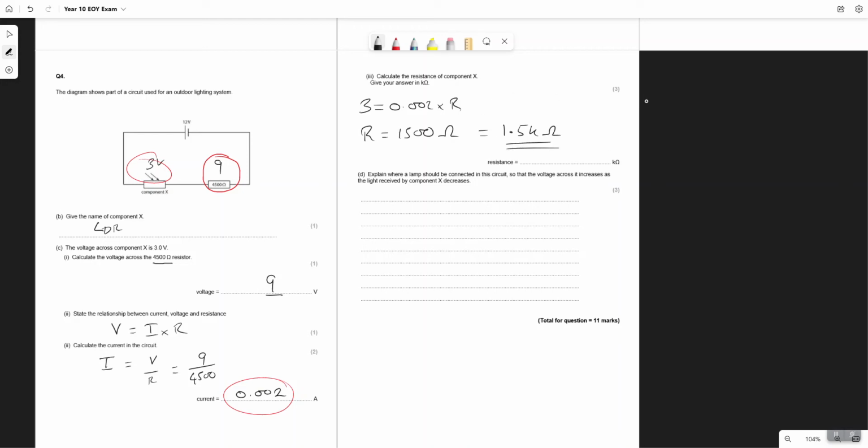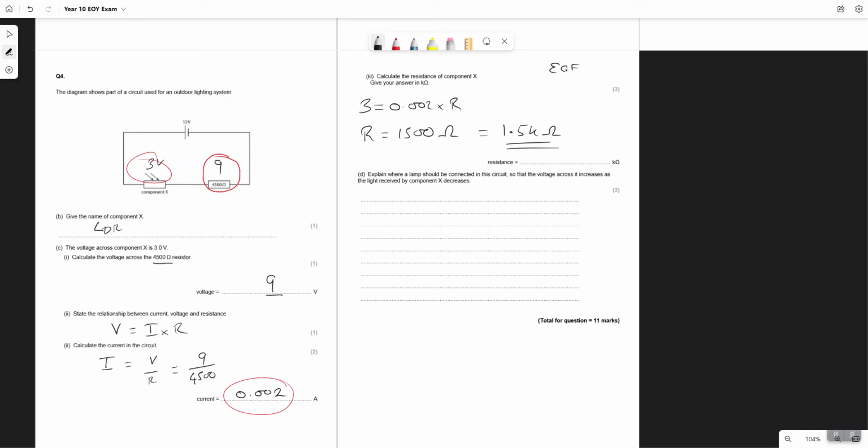Now, just be aware when marking this, you might see a thing called ECF, that was error carried forward. That's if you made the mistake in what the current was, but you used it correctly. I think if you use 0.0026 or 27, you end up with something in the region of 1100. If you round it to 0.003, you end up with 1,000. So you could get error carried forwards.